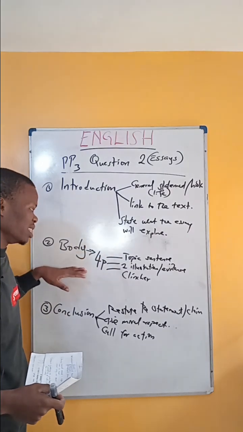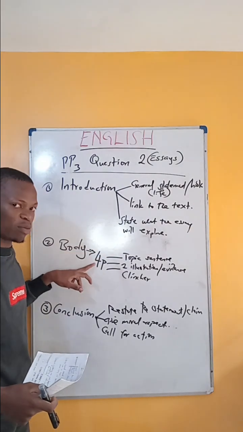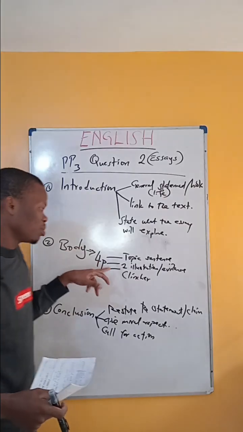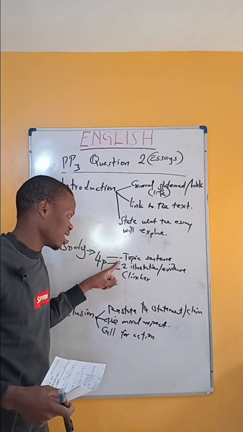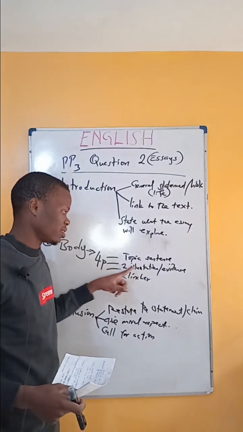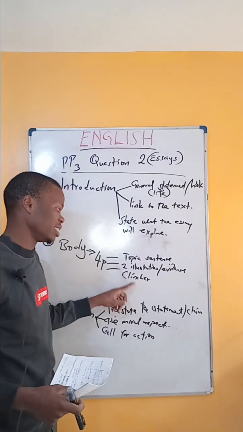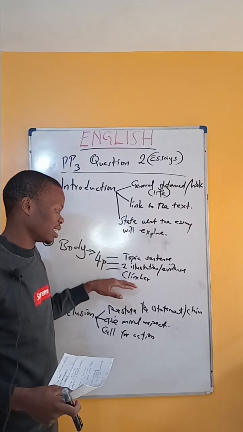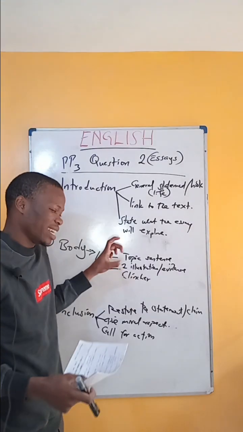Now, when you go to the body, it has at least 4 paragraphs or 4 points, and each point or each paragraph must have a certain structure: a topic sentence clearly stated, 2 illustrations or evidence, and a clincher, that is a concluding statement that concludes that paragraph.